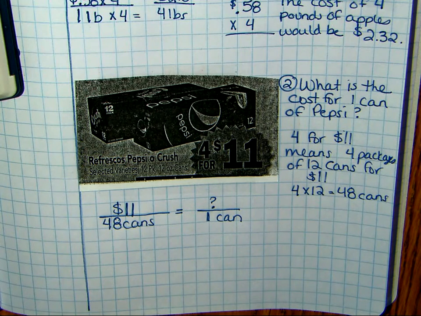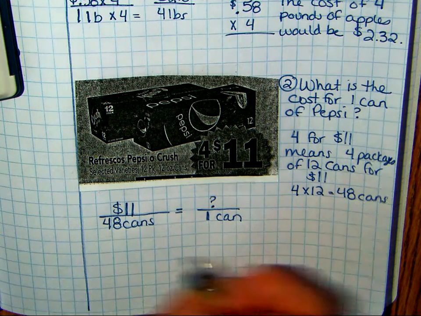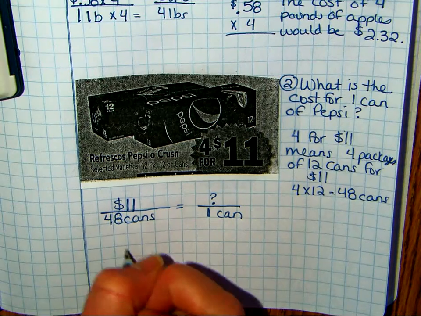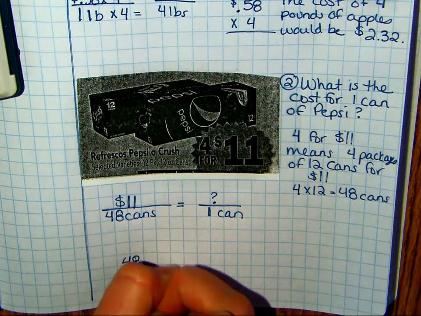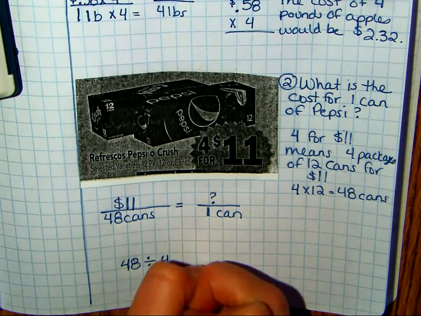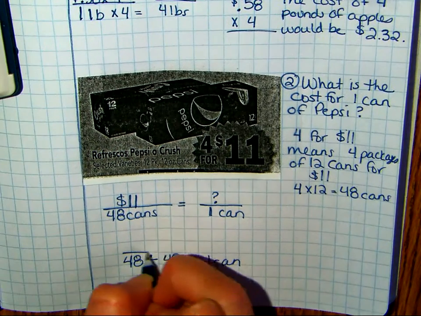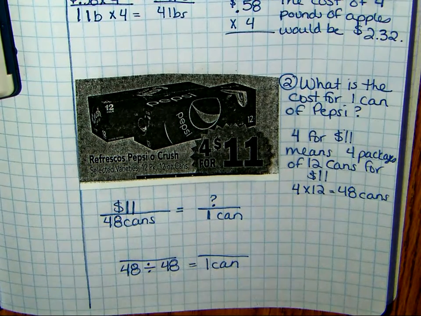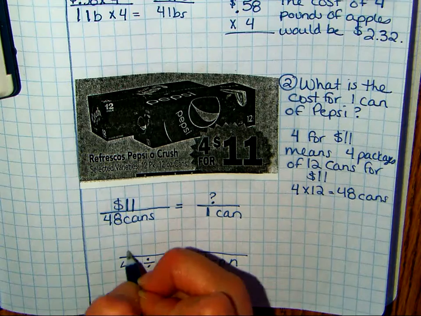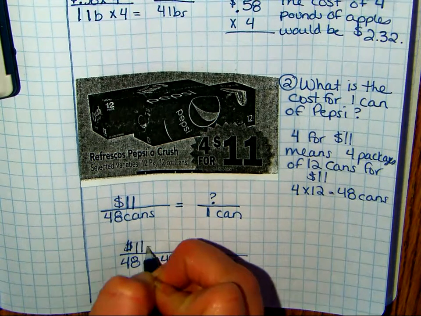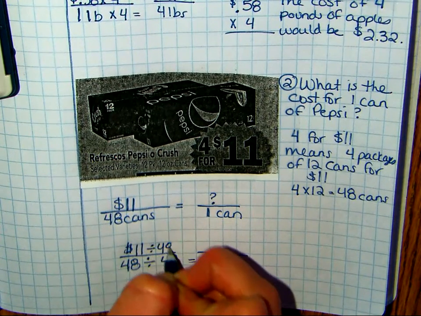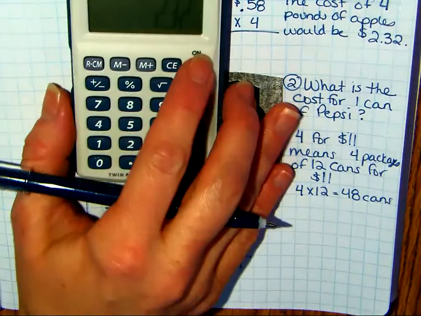Noah? You divide it by 48. I divide by 48. So I would do 48 divided by 48 equals 1 can. And whatever you do to the bottom, you do to the top. So I would do $11 divided by 48. And once again, I'm going to use my handy dandy calculator.